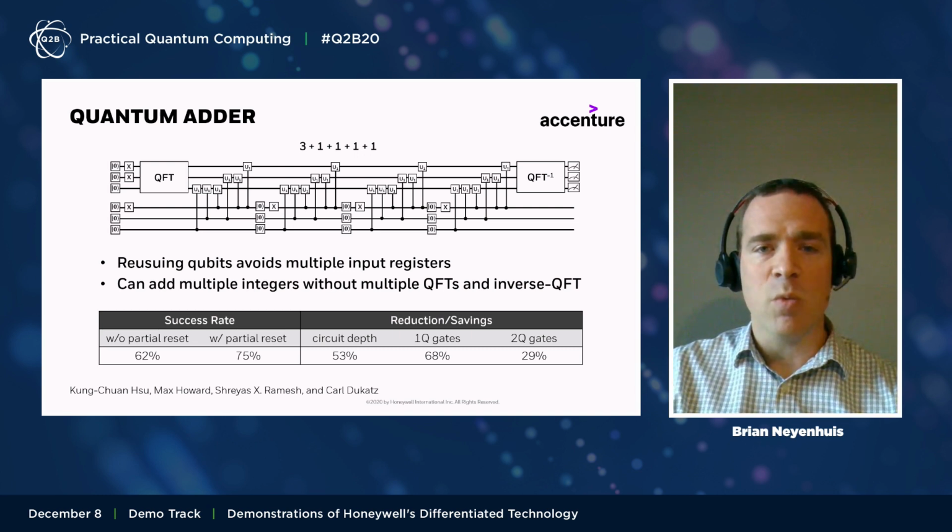Okay, so our friends at Accenture helped us run this algorithm, and they showed that by reusing these qubits, you can avoid having multiple input registers. But they also showed that you could, if you were to run this algorithm in a different fashion where you add the 2 numbers, undo your quantum Fourier transform, and then use that answer as the input, you could run an arbitrary number of additions with just these 6 qubits, but it requires many extra 2-qubit gates as you're undoing and redoing this quantum Fourier transform over and over again. And so you see a higher success rate because of this partial reset in the middle of the circuit.